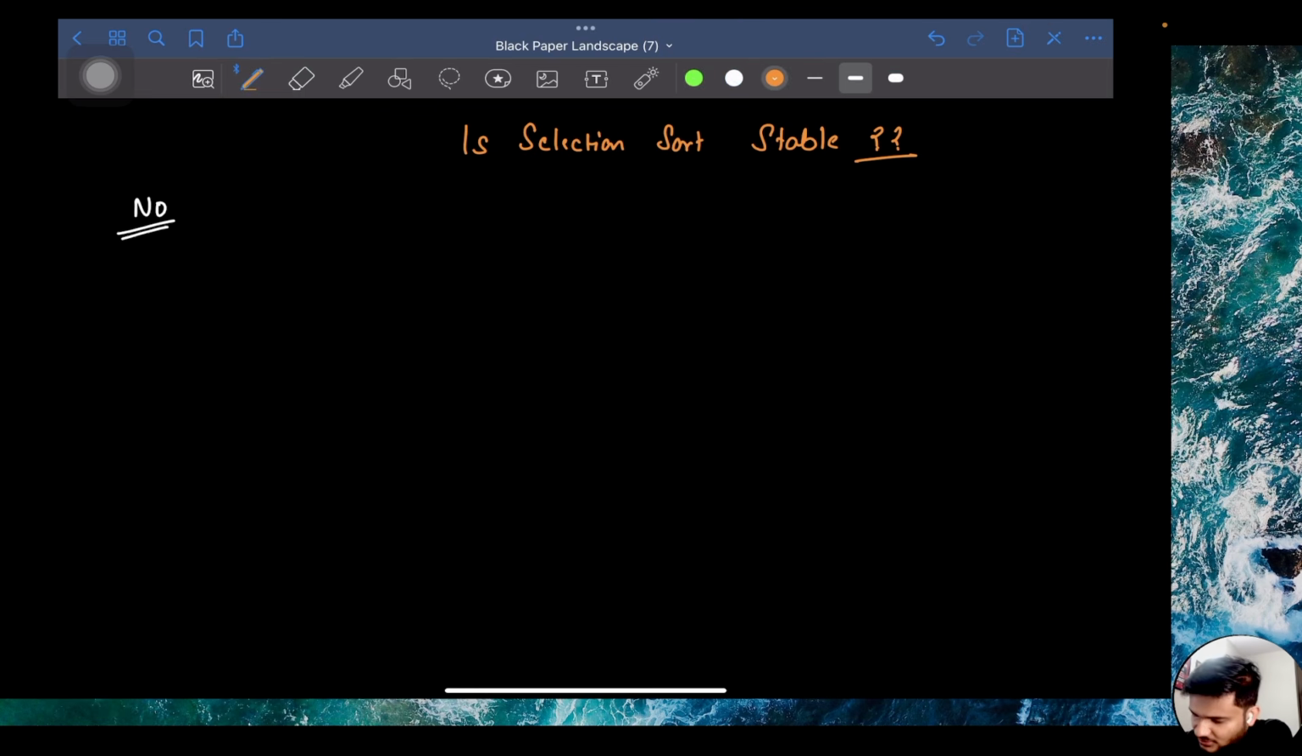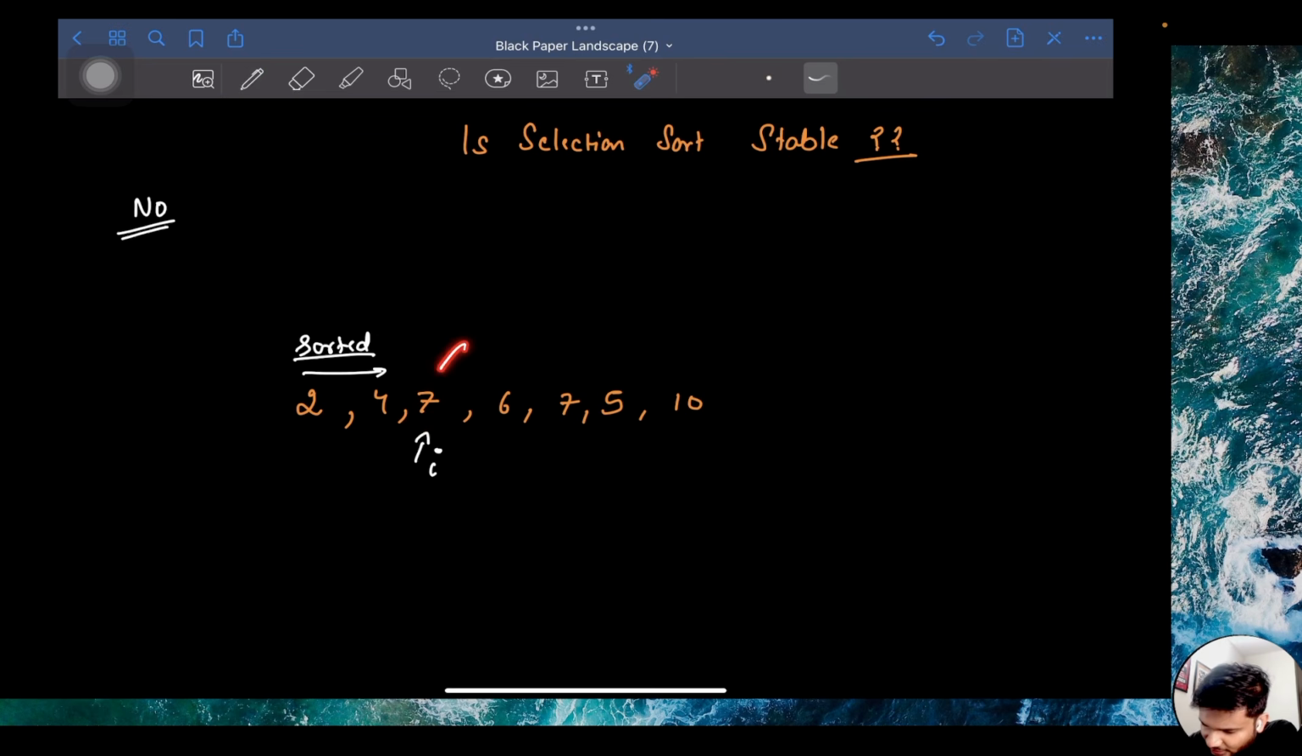So a better example can be something like this. Let's say you have 2, 4, and then a 7 here and a 7 here. Then you have a 6, then a 5, and then a 10. We assume that this part is already the sorted region and this part is unsorted, so I'll keep I here. Now we want to get the minimum value that we can put here.